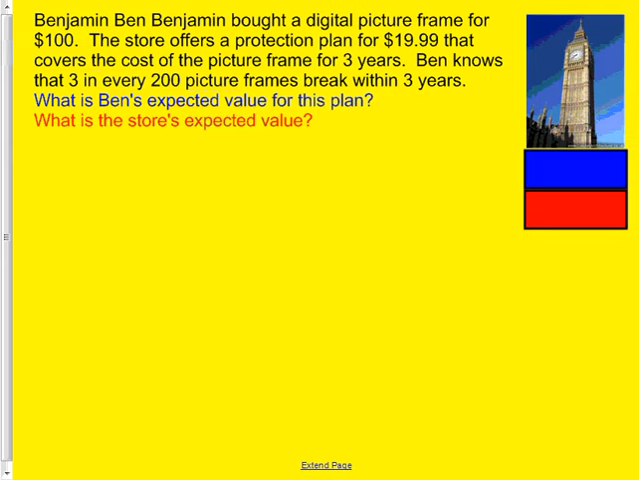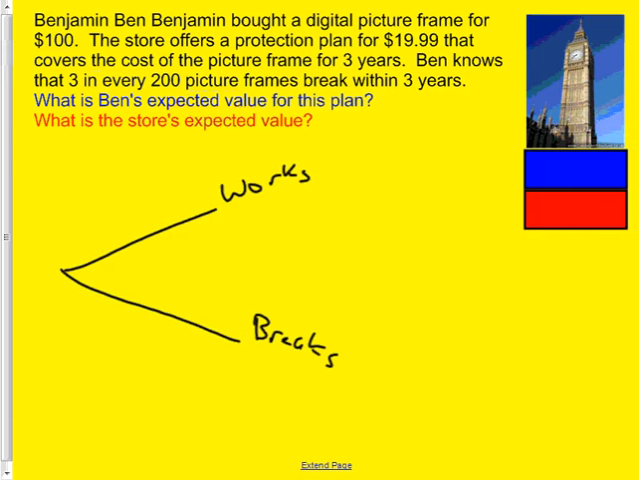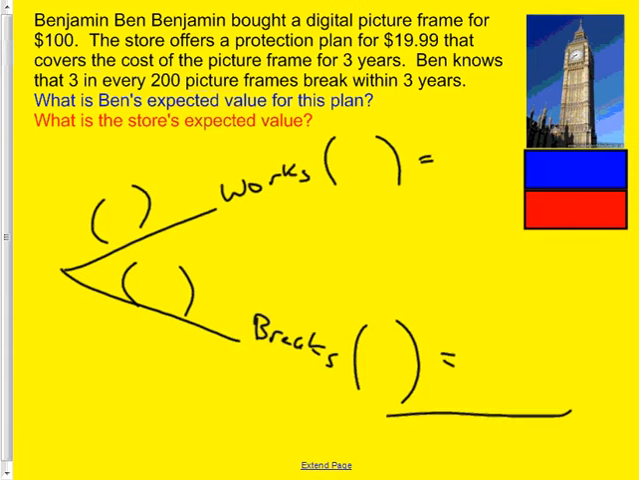And anyway, I'd like you to make me a tree, works and breaks. And you're going to figure out a P, that's an easy part, and an A. Sometimes you have to think that through. And then P times A will give you an answer. And then what do I do to those two answers? Add them all up. And at the very end, in my opinion, you wait till the very end, and then you subtract off the cost of the plan.